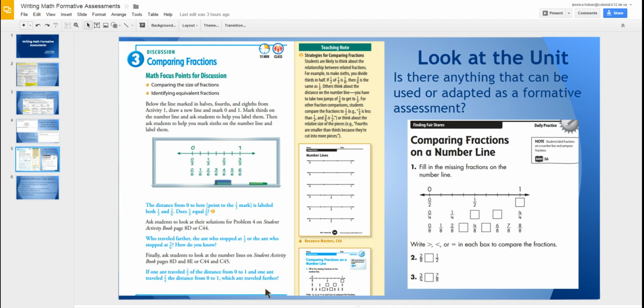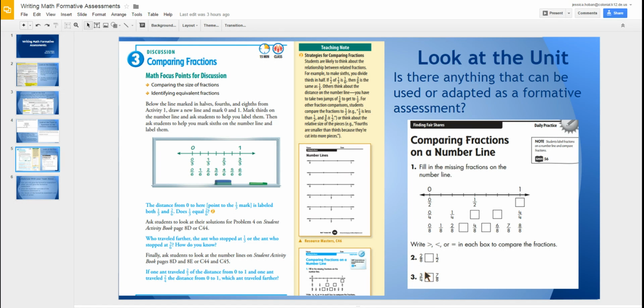So for me, I would think that, okay, here I am. I have just finished the lesson on number lines, and I want to see what students know. So I want to give them a formative assessment to make sure that they're understanding number lines and equivalency together. So I can create something, or I can look at what's already given to me.